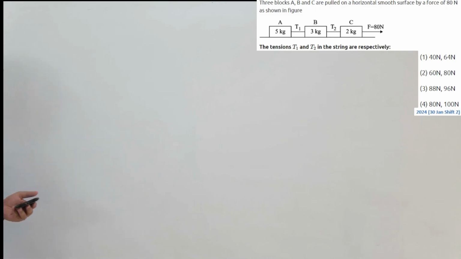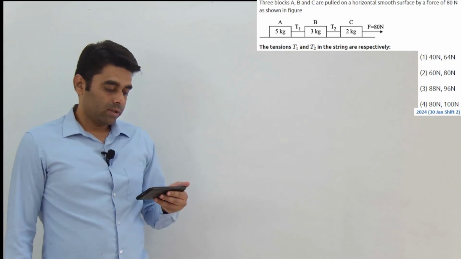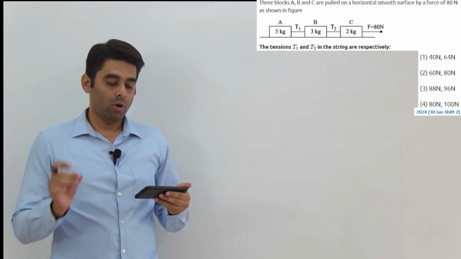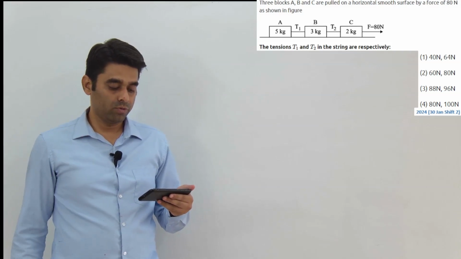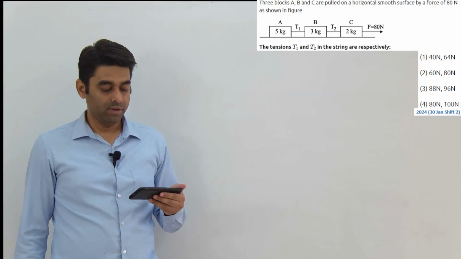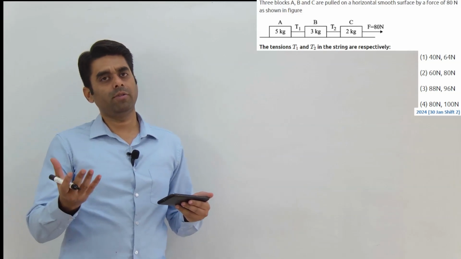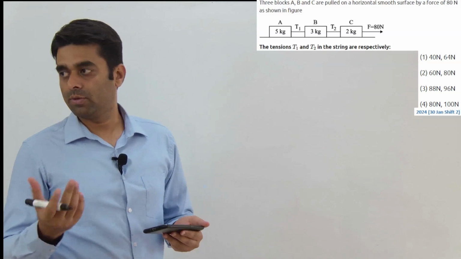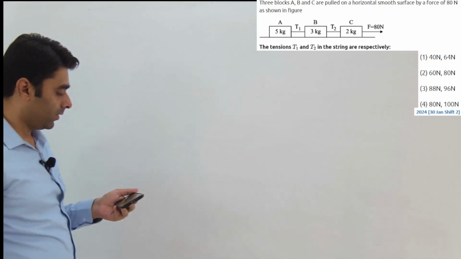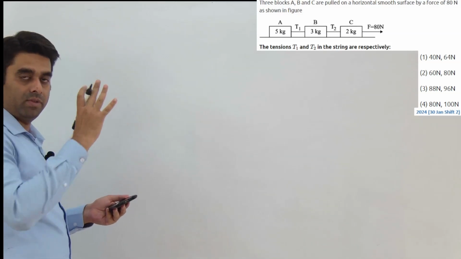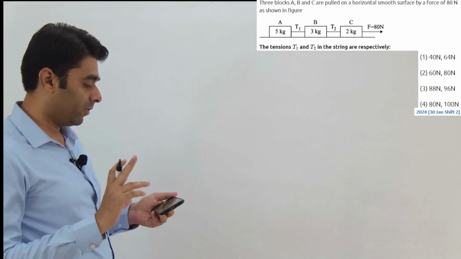Okay, next question. Three blocks A, B and C are pulled on a horizontal smooth surface by a force of 80 Newton as shown in the figure. The tensions T1 and T2 in the string are respectively. Simple question. We do it in our regular lectures, so not a big issue. Let's calculate this. The diagram is there in front of you. Basically, we want to find out T1 and T2.